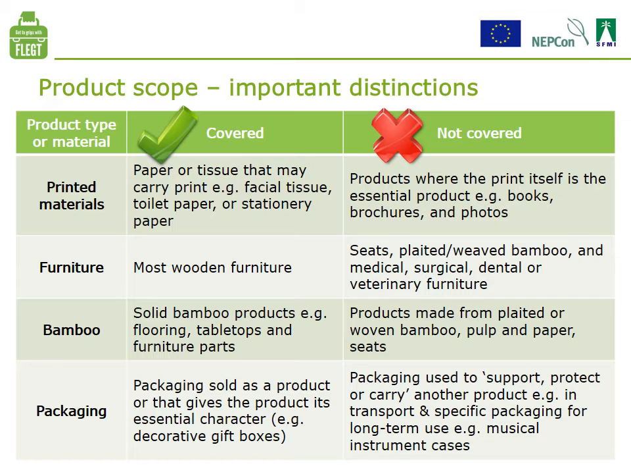Finally, packaging sold as a product, or that which gives the product its essential character, for example decorative gift boxes, is covered by the regulation. On the other hand, packaging used to support, protect, or carry another product, for example in the transport or specific packaging for long-term use, like musical instrument cases, these products are not covered by the regulation.